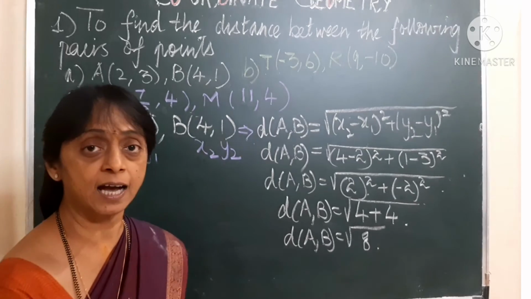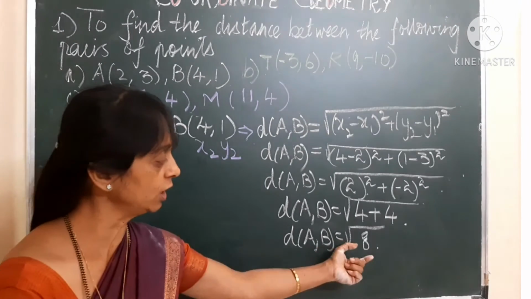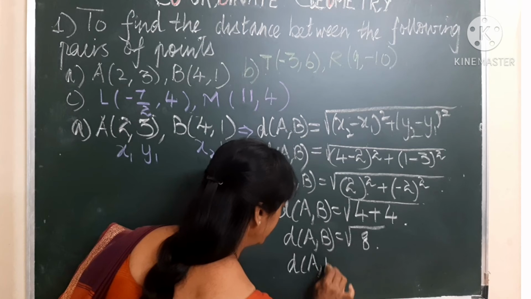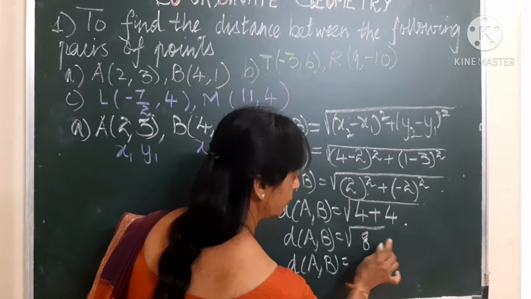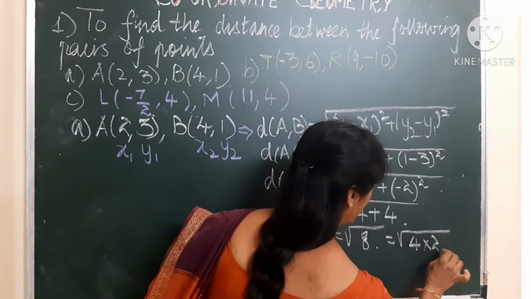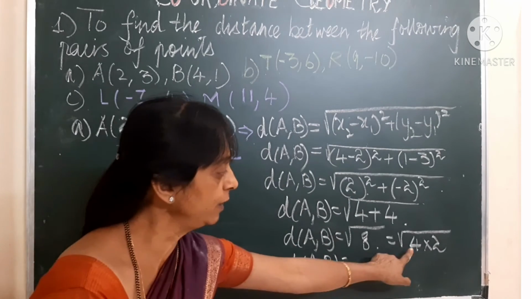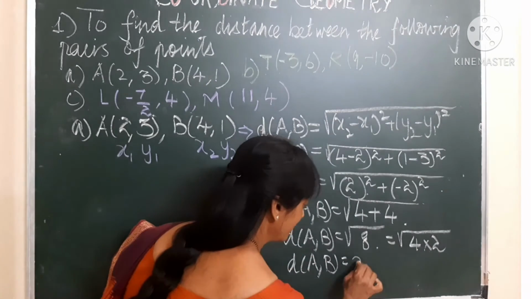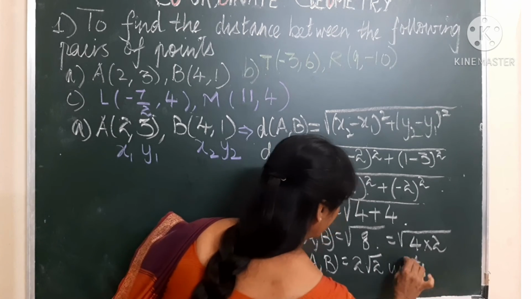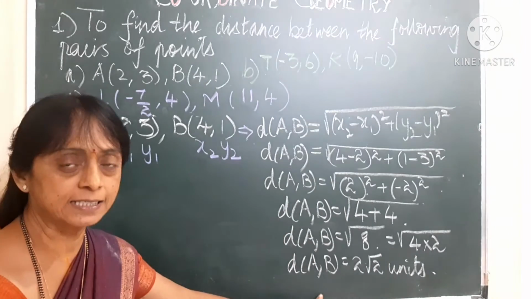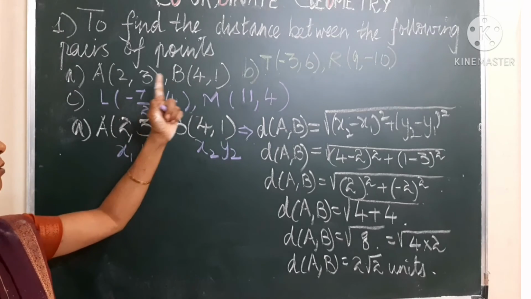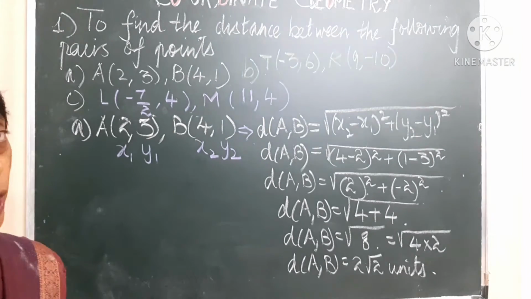But is this the answer? No children. Let's change it into a surd, a mixed surd. Because we know root 8 can be written as a product of 4 into 2, and square root of 4 is 2. So 2 root 2 units is the distance between the points A and B with coordinates 2, 3 and 4, 1.